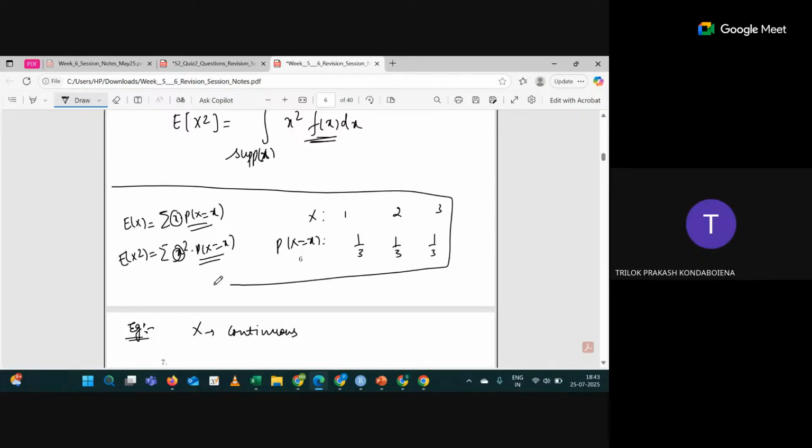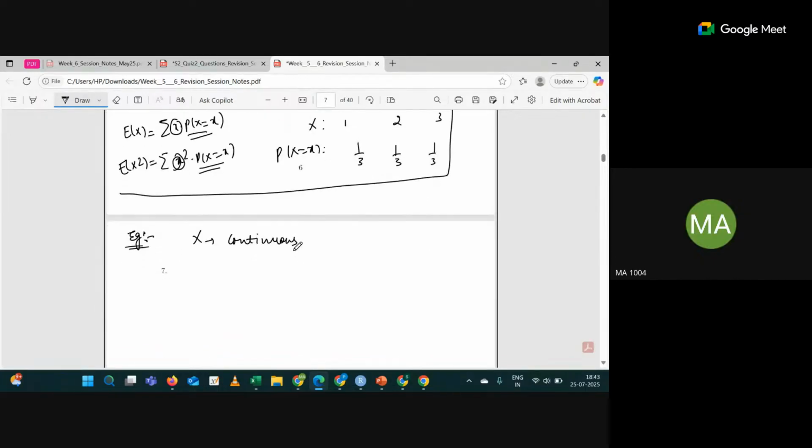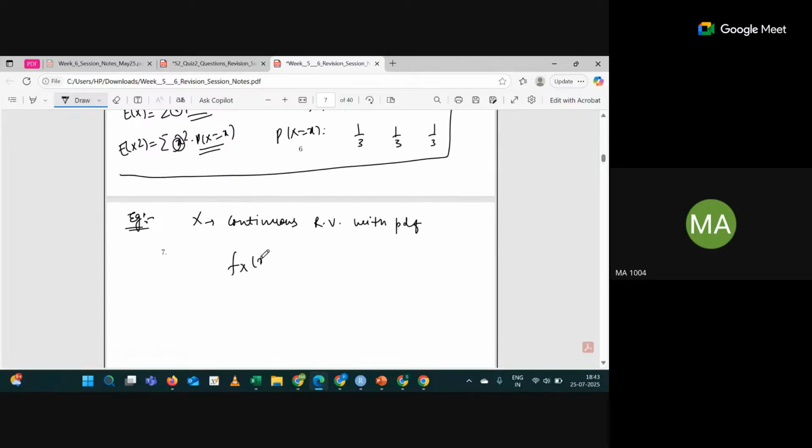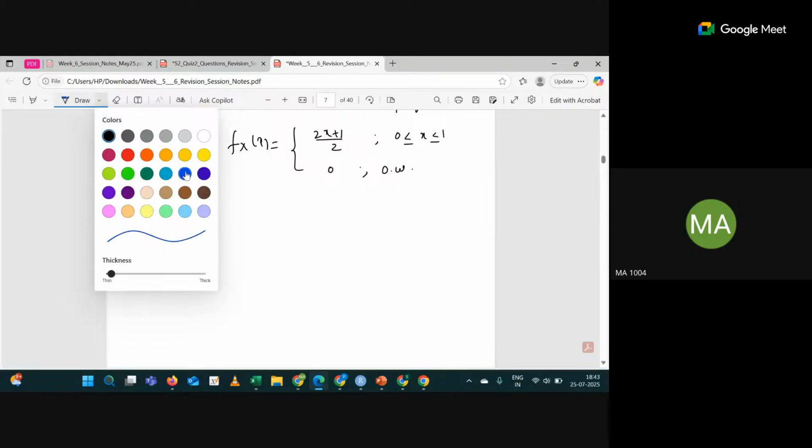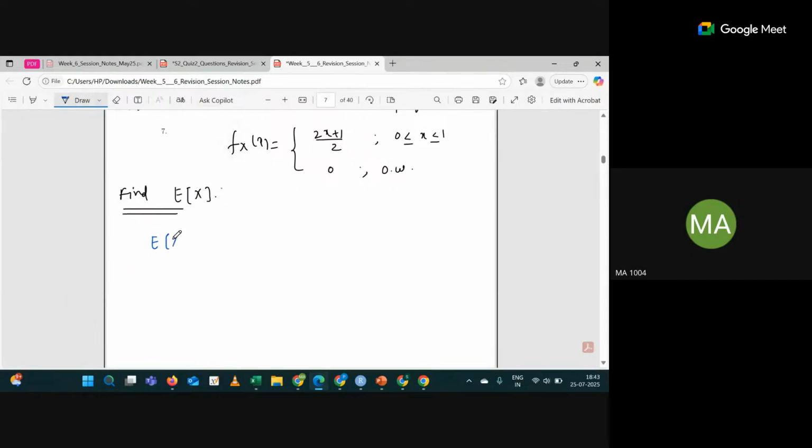I will take a very simple example. Suppose x is a continuous random variable with some PDF. Let me take the PDF, something like this. f of x is, let's say, (2x plus 1) divided by 2, and x lies between 0 and 1, and it will take value 0 otherwise. So my first question is, let's start with finding the expected value of x. How will you proceed?